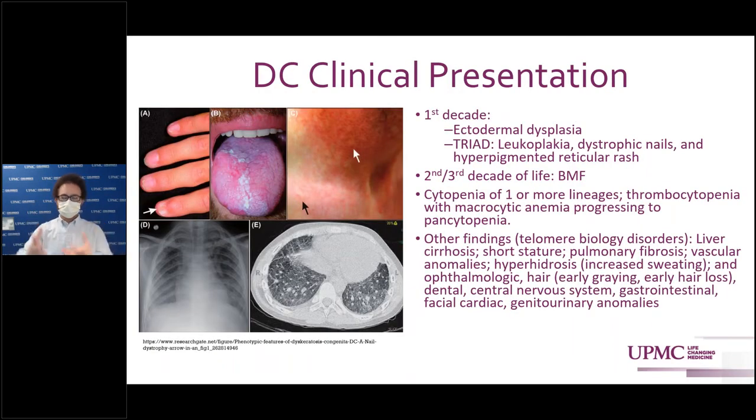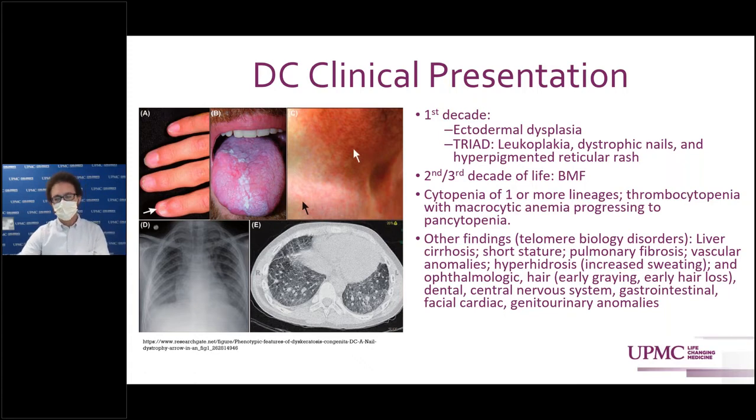So since, again, it affects the DNA, which is all over the body, it can have a variety of different clinical presentations. In the first decade of life, you tend to see this triad of leukoplakia, which is this whiteness on the tongue, dystrophic nails, so abnormal nail or nail abnormalities, and then some reticular or hyperpigmented reticular rashes from there. And then the second and third decade of life is when you can see the bone marrow failure develop. That can be a wide variety, but usually starts as a thrombocytopenia, so low platelet count, and then can progress to pancytopenia from there.